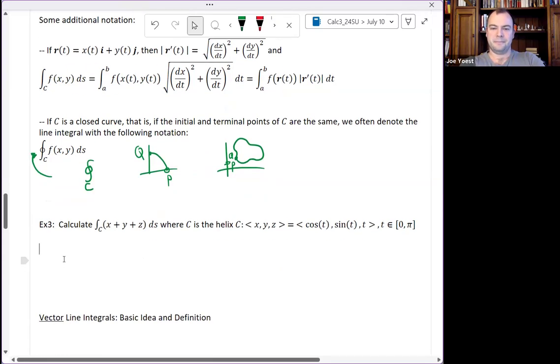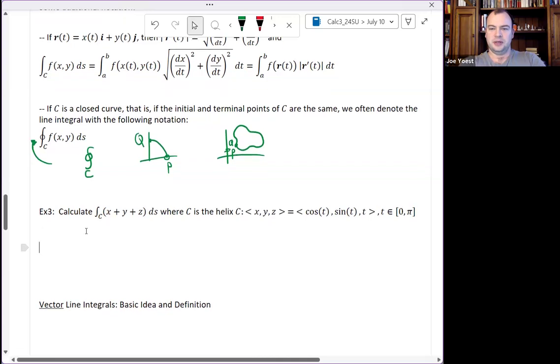Okay, so let's look at a third example here. Calculate the integral over some curve C of x plus y plus z ds.